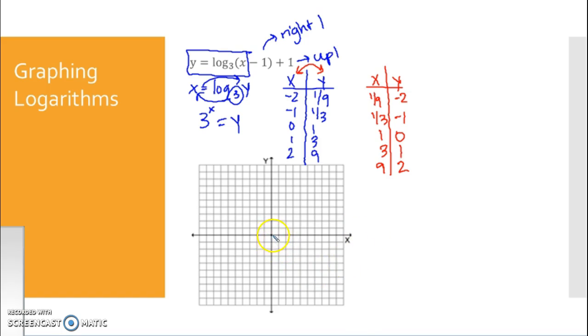Now I'm going to graph these points. So over 1/9, down negative 2 is right about there. Over 1/3 is a little more. Negative 1, 1, 0, 3, 1, and then 9, 2. I'm not going to connect these points because I need to go back to this right 1, up 1. So I'm going to take all these points and go right 1, up 1. Right, my asymptote is a vertical asymptote for the logarithm, and it's going to be my h value instead of my k. So remember, it's a -1 here, so my h is really a positive 1.